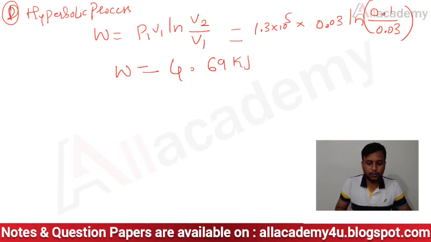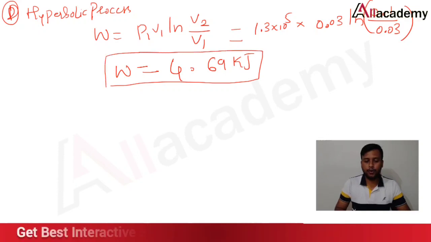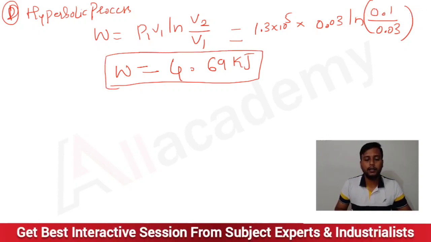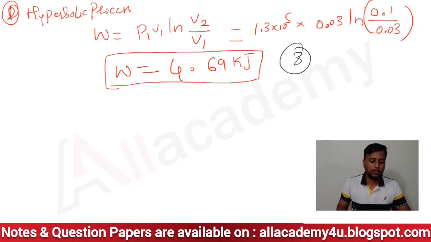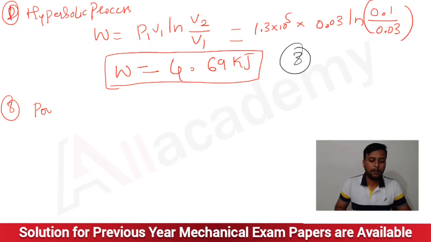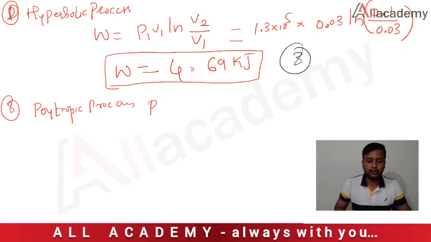If you simplify this, the work done comes to around 4.69 kilojoules. This is the work done in the hyperbolic process. Up to this point, if you solve it, 3 marks will again be given. The next and last one is the polytropic process, case 3, where the index is given as 1.3.